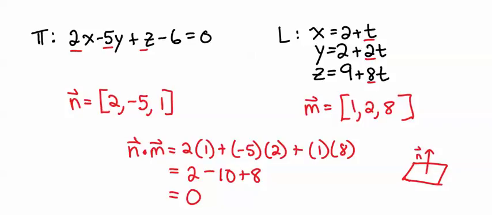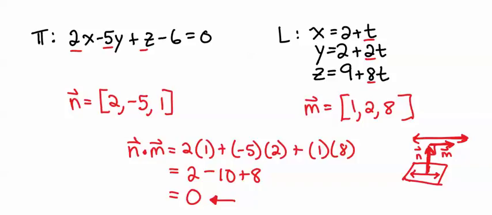And if your line was like this, then the direction vector of your line is going this way. So if they are perpendicular, like I just drew them to be perpendicular, then the dot product of two perpendicular vectors is always 0. So since it's 0, we know they are perpendicular. That's going to tell us that either they're parallel, or I guess our line could still lie on the plane.